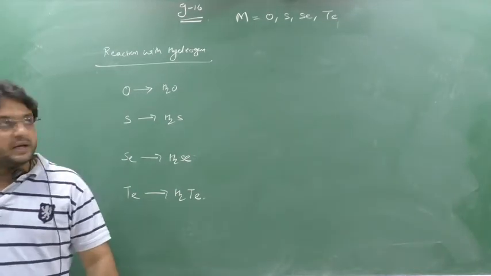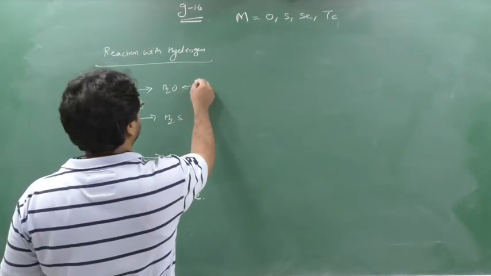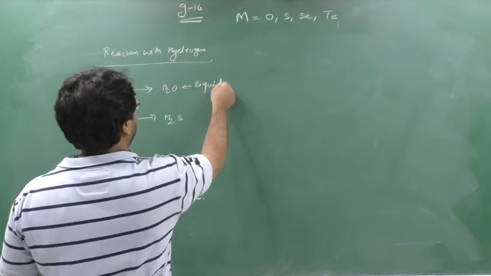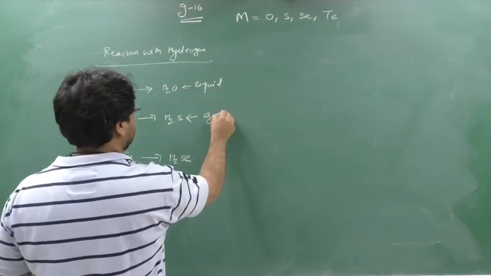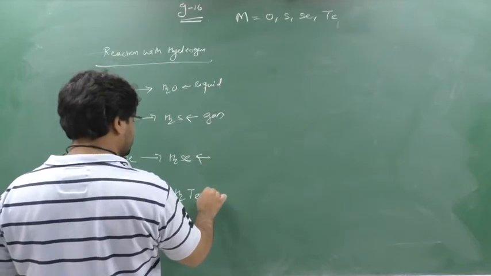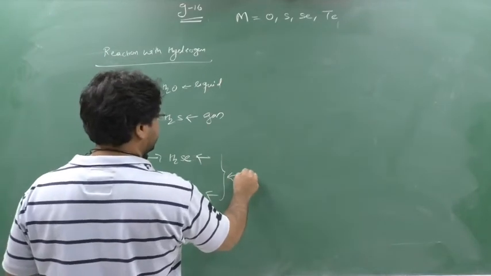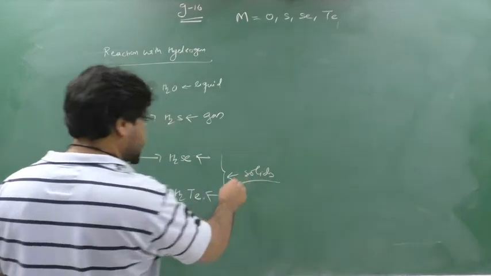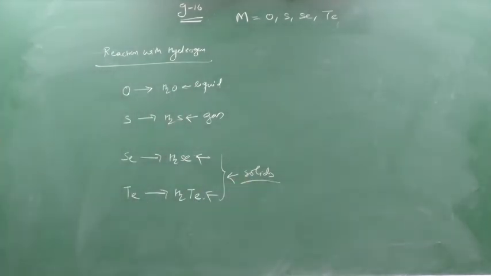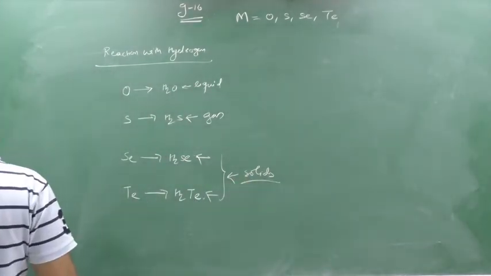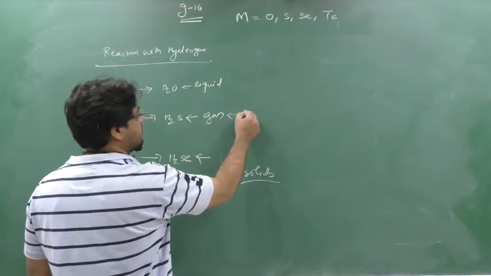Clear this part? Here H2O is a liquid, and the others are gases. And H2Te is also a solid. You can check it out and tell me. Yes, they are solids. And this gas has a rotten egg like smell.